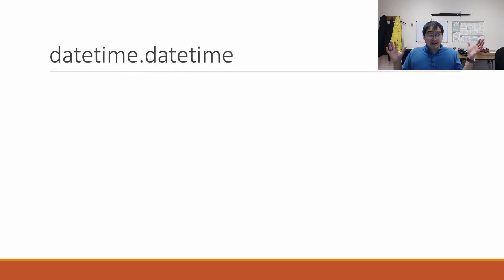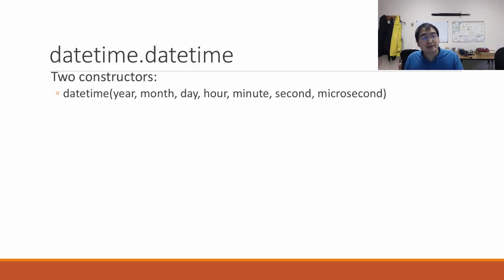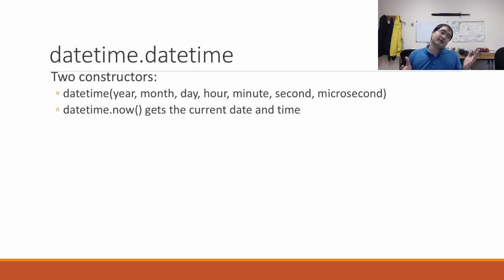Now we have datetime.datetime. Now the reason why I'm being really explicit, once again, the module is named datetime. The class is named datetime as well. It's confusing that they both have the exact same name in the exact same case, but that's the way the Python module library writers made it. We have to live with it. There are 2 constructors for datetime: year, month, day, hour, minute, second, microsecond, or datetime.now, which gets the current date and time.